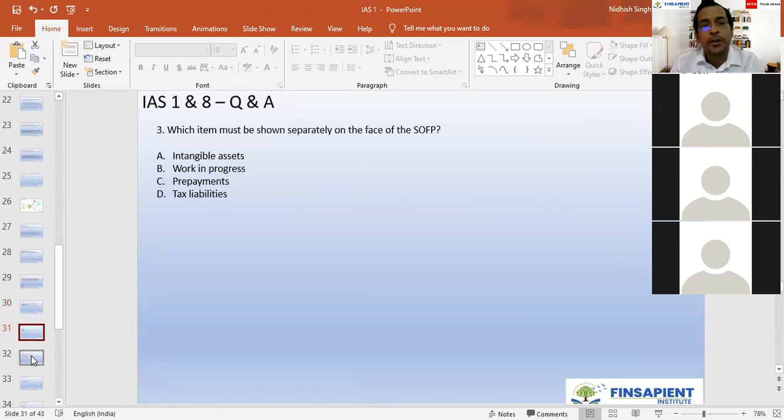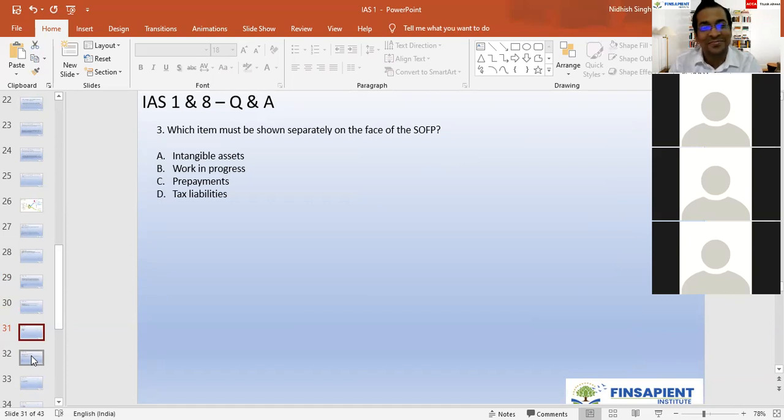Which item must be shown separately on the face of the SOFP, the balance sheet? Which item must be shown separately? All of the above. It's not there. Actually, look at the word. It's saying must be shown separately. Yeah, then A. I think it's A. Check.